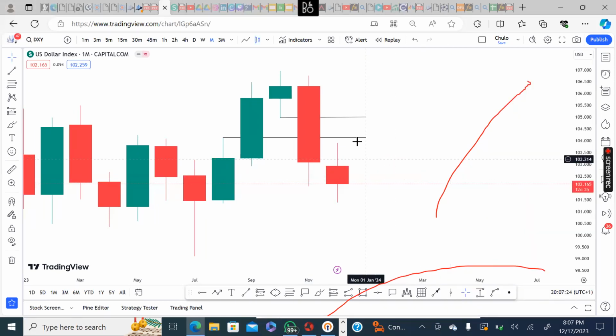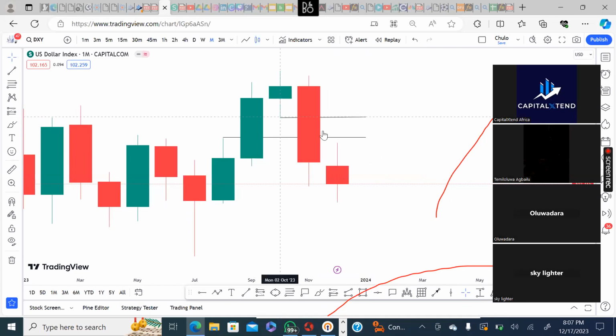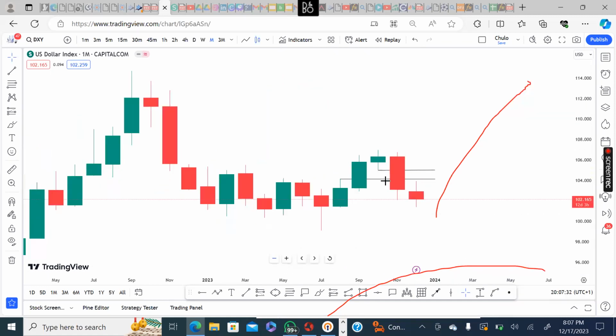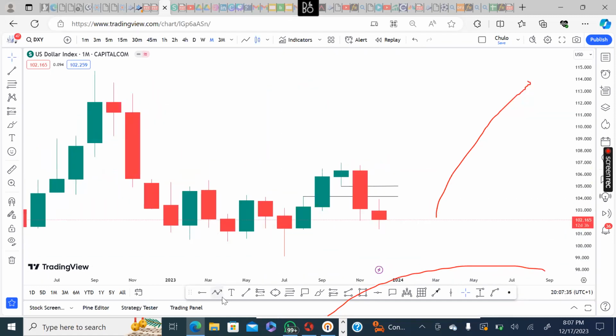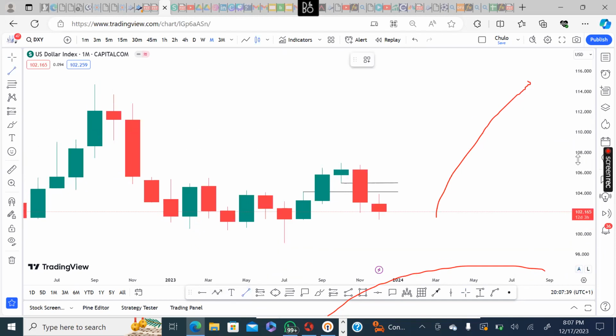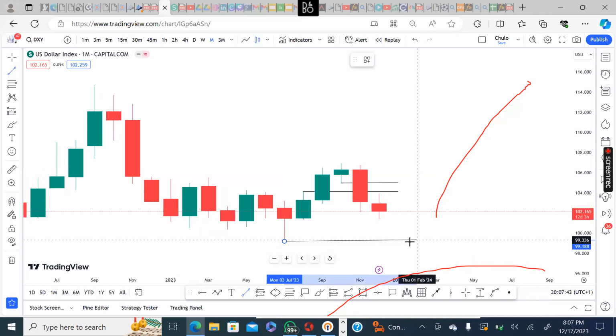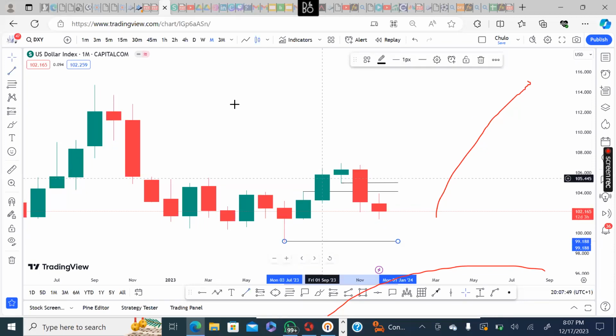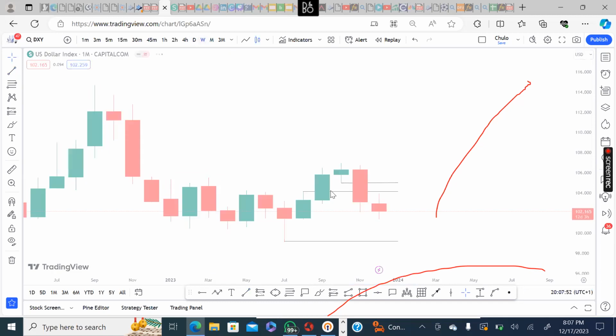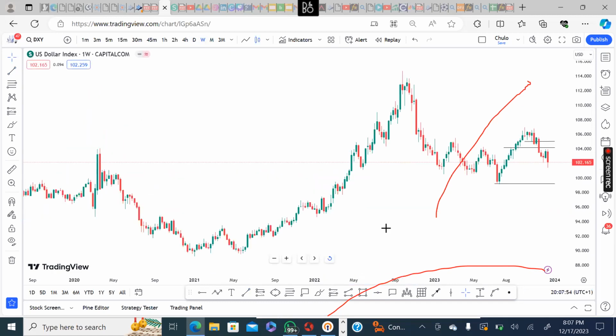Okay, so last week I made mention of this inverse FVG here, which price closed below. So where is my next drawn liquidity? My next drawn liquidity should be here. My next external drawn liquidity should be this low here. So let's go down to the weekly and see what we're going to get from the weekly.